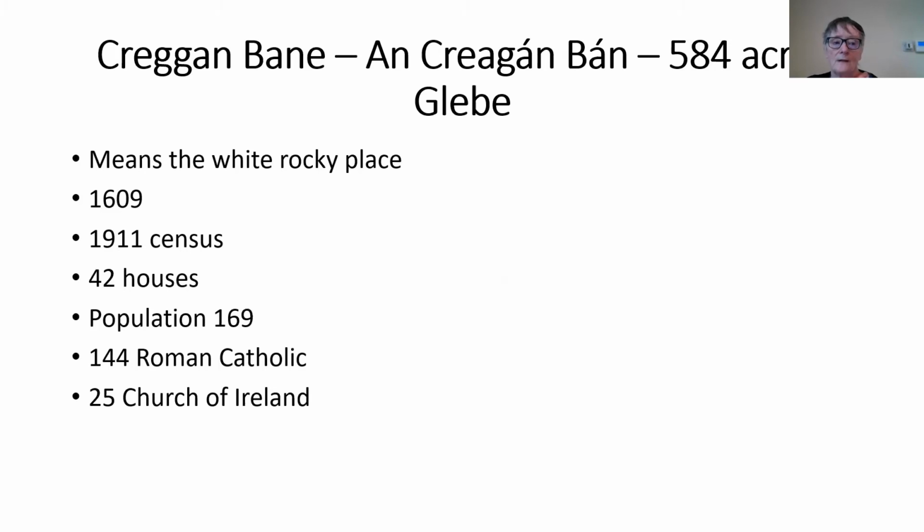In the 1911 census, this townland had 42 houses with a population of 169, 144 Roman Catholic and 25 Church of Ireland. Now, the assumption, because the Church of Ireland in Cregan is such an important place, that the Church of Ireland congregation was very big is not right, because the Presbyterian community in that area were a bigger community than the Church of Ireland community.